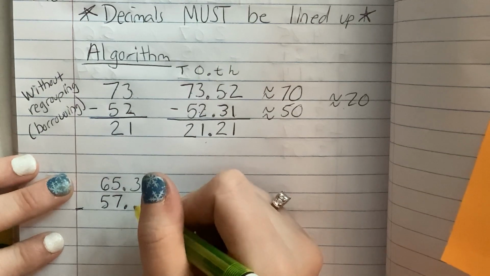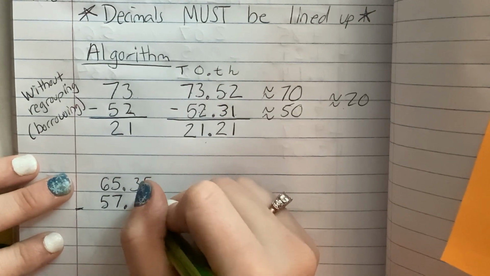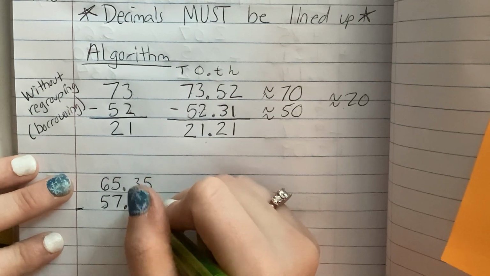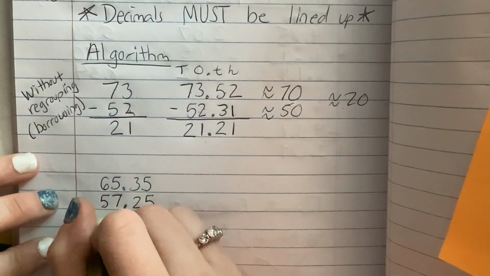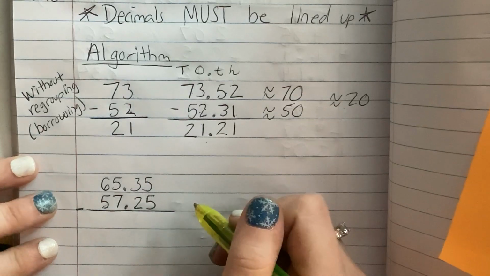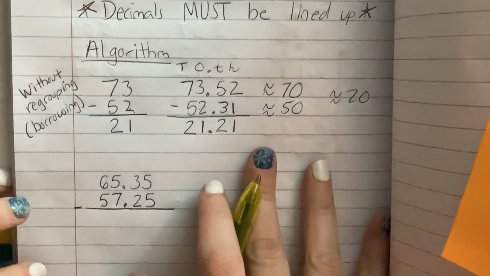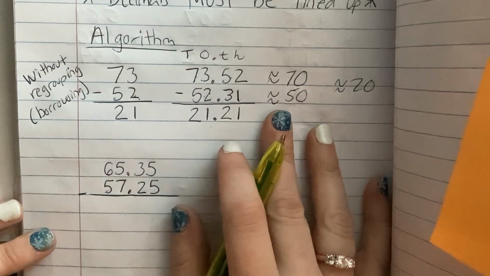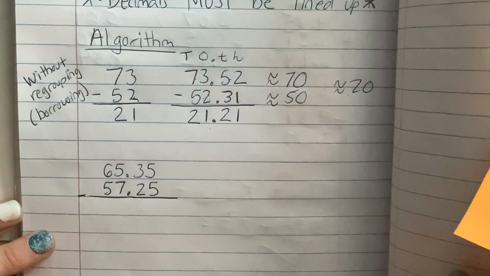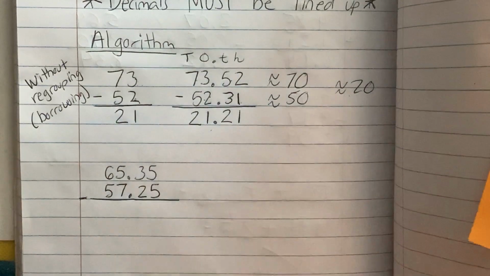Could be really anything. Alina, give me a number. 25. All right. 65 and 35 hundredths minus 57 and 25 hundredths.